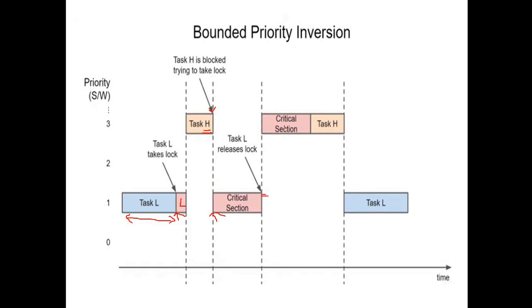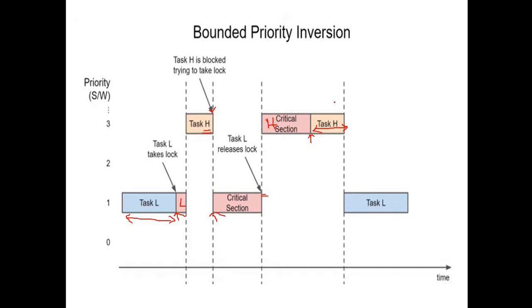Then once the lock is released, the task H will acquire the mutex lock on that resource. Then task H will continue its execution in the critical section. Once the task completes its execution in the critical section, it releases the lock on that resource. Then task H will continue its normal execution.